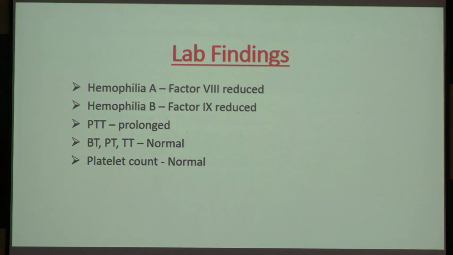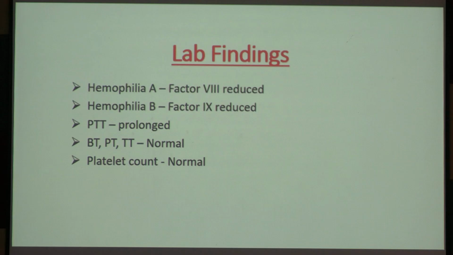Lab findings in Hemophilia A due to deficiency of factor 8. So, factor 8 will be reduced in Hemophilia A, factor 9 will be reduced in Hemophilia B. APTT, PTT will be prolonged, because factor 8 and factor 9 both are involved in the intrinsic pathway that determines the APTT.